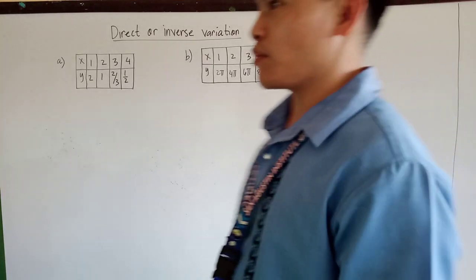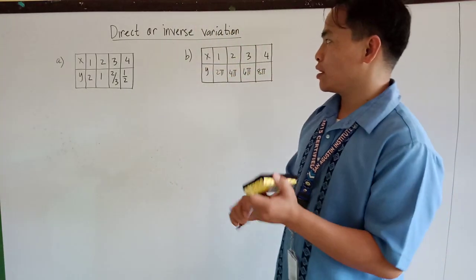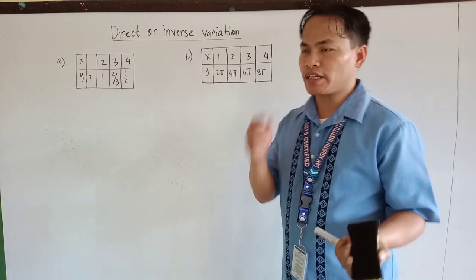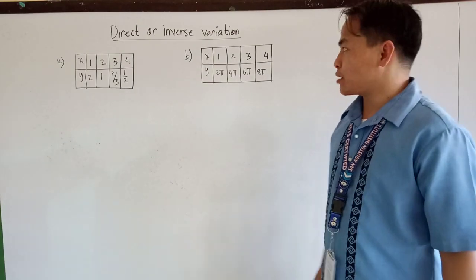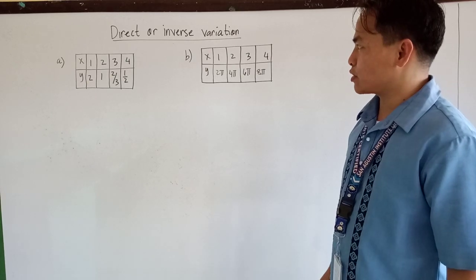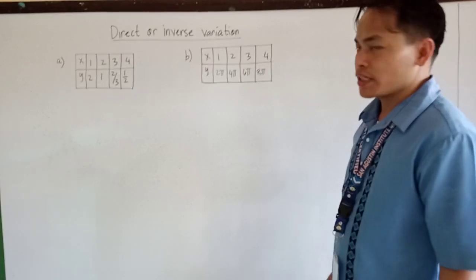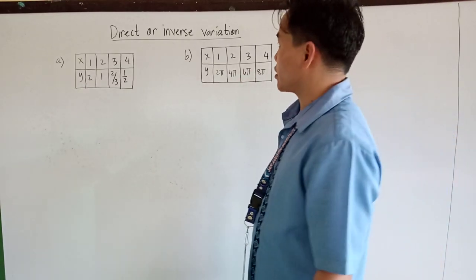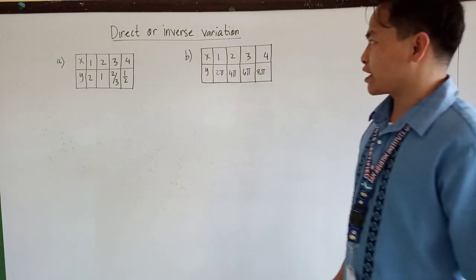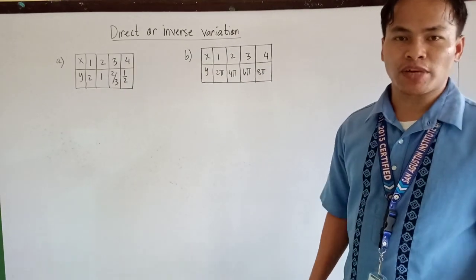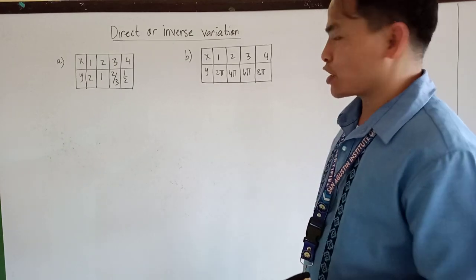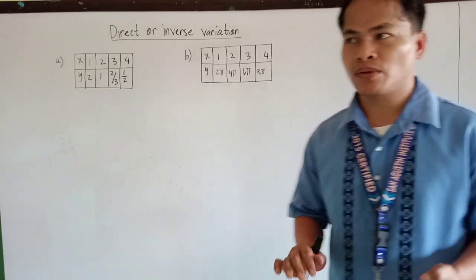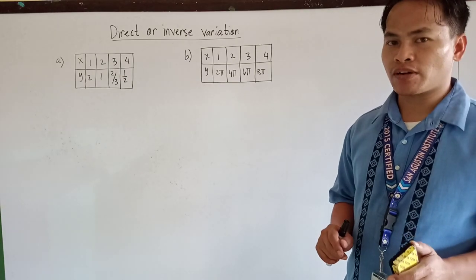Okay, good morning everyone. So at this time, we will tackle direct and inverse variation. We have here two given tables. We are just going to identify if the given quantities in these tables represent direct or inverse variation. But first, let us know what direct and inverse variation are by looking into their specific formula or equation.